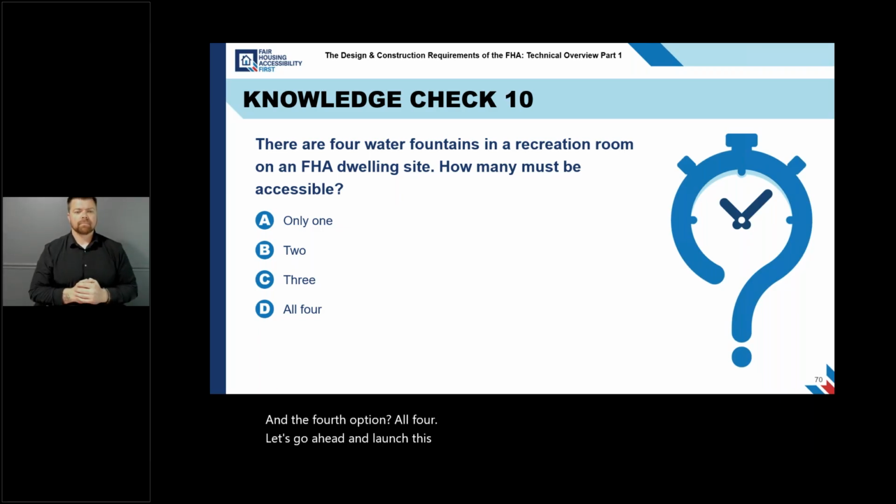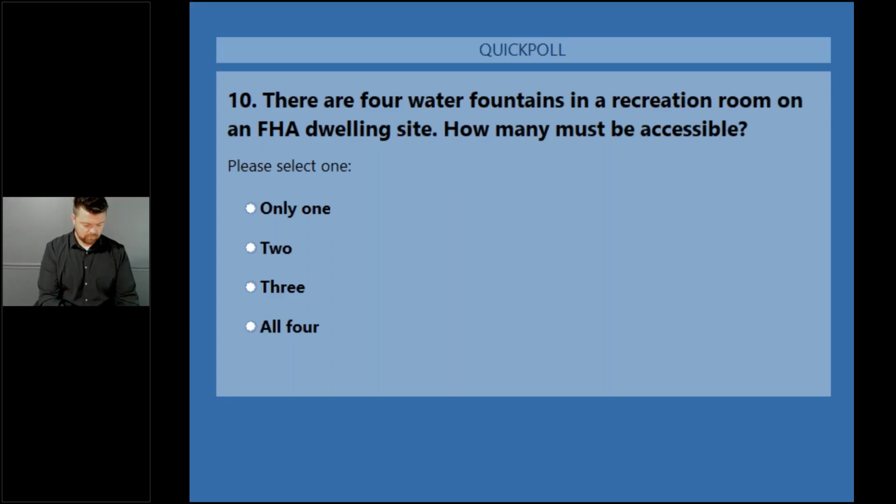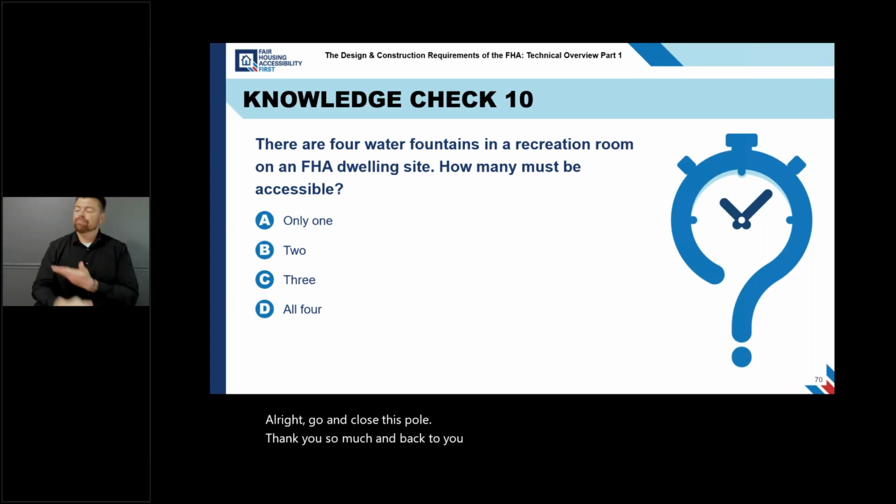So go ahead and launch this last poll. And again, this reads, there are 4 water fountains in a recreation room on an FHA dwelling site. How many must be accessible? The first option, only 1. Second option, 2. The third option, 3. And the fourth option, all 4. All right, we'll give it a few more moments to get your selections in. All right, go ahead and close this poll. Thank you so much. And back to you, Crystal, for the key takeaways.